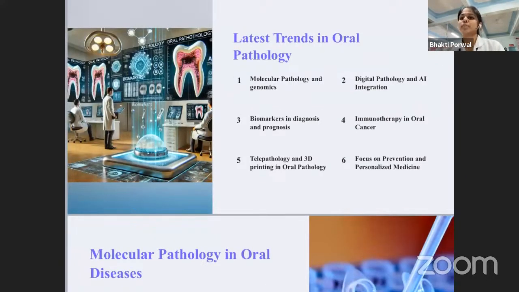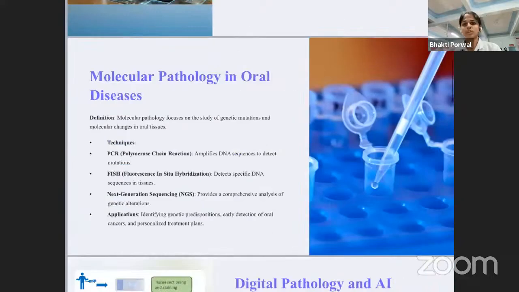They are molecular pathology and genomics, digital pathology and AI integration, biomarkers in diagnosis and prognosis, immunotherapy in oral cancer, telepathology and 3D printing, and focus on prevention of oral disease. First, we will see molecular pathology in oral diseases.